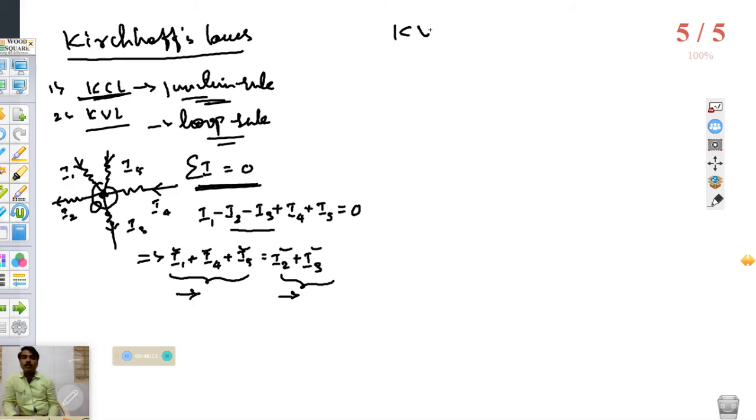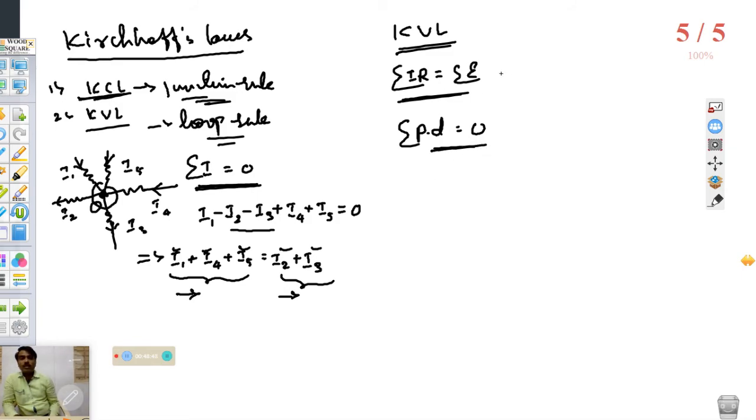When I write KVL, the loop rule. In this loop rule, it is given: the algebraic sum of the product of current and resistance is equal to the sum of EMFs in the loop. So this is about KVL, Kirchhoff's voltage law, or else we can say that it is a loop rule. Or else we can say the sum of potential differences in the loop is equal to 0. This is also a loop rule, and this is also the loop rule, in different forms we can give. It is in the form of EMF, and it is in the form of potential difference.